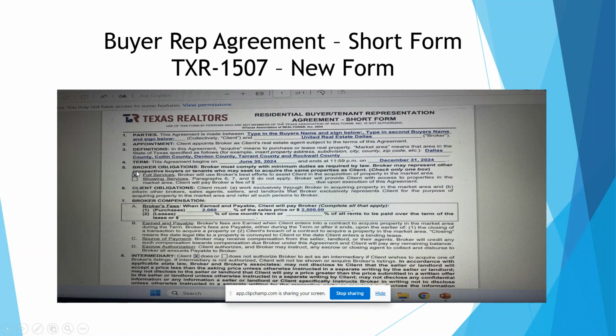Okay, but if you choose showing services, what you are doing in this case is opening a door, but you're doing nothing more than opening the door to whatever property or counties you put in here, and you're not writing any contracts. You're doing nothing but a showing service. But look what it says. Paragraph 6, 7, and 8 do not apply. Broker will provide client with access to properties in the market area, paragraph 3. Client will pay broker a fee of, and you put in a fee here that you expect to be paid before you open that first door. You can put $0 here. You can put $50, but you're expected to collect that $50.